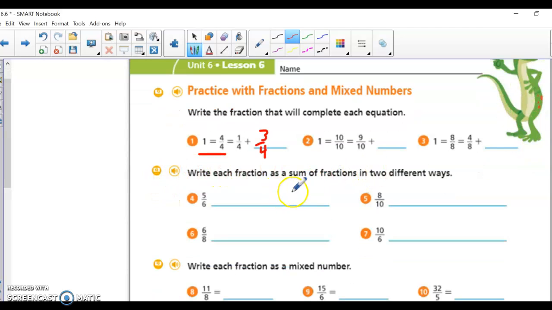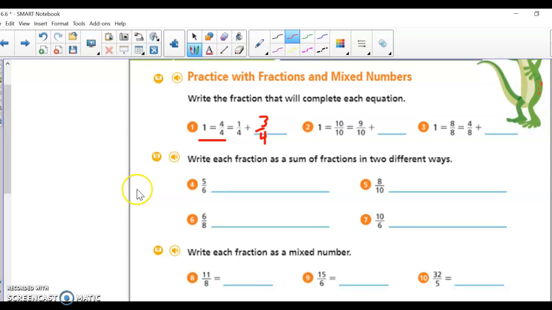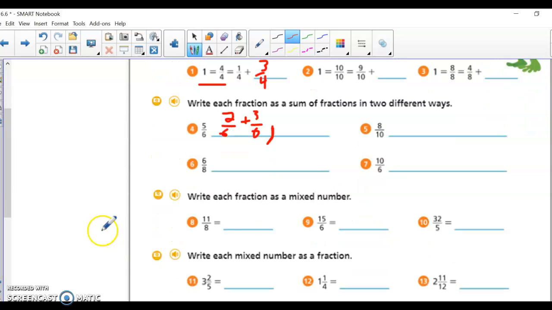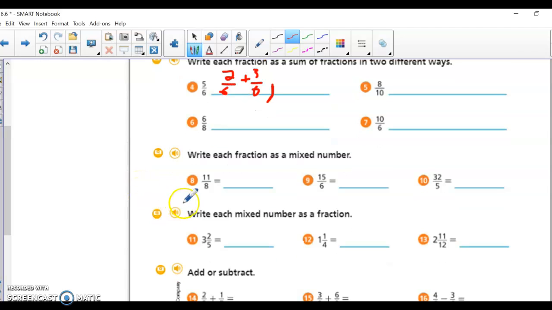With this one, write the fraction as a sum of fractions in 2 different ways. Well, one way you could write would be 2/6 plus 3/6 will get you to your 5/6. See if you can come up with another way. Oh, that's a comma, sorry. See if you can come up with another way to get to 5/6 and do the same with 8/10, 6/8, and 10/6. Okay?